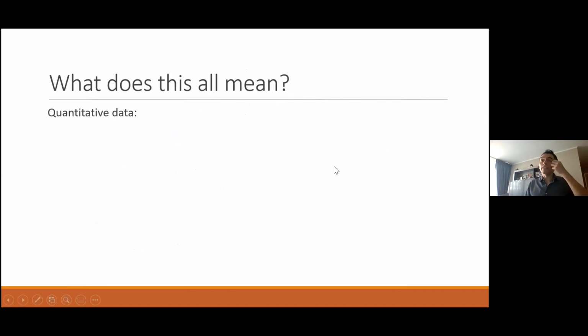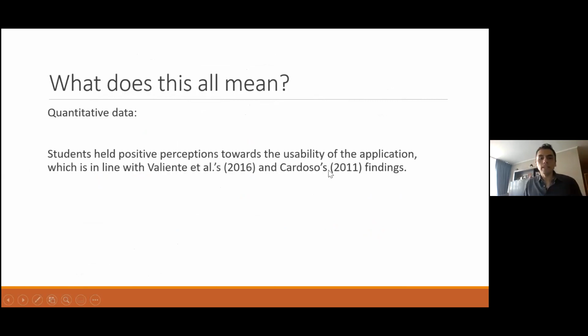So what does it all mean? I didn't go through all the items, but in general, we can say that these students have positive perceptions towards the usability of the application. They knew how to use it, and they were fine with most of the technical aspects that are involved with using the application.